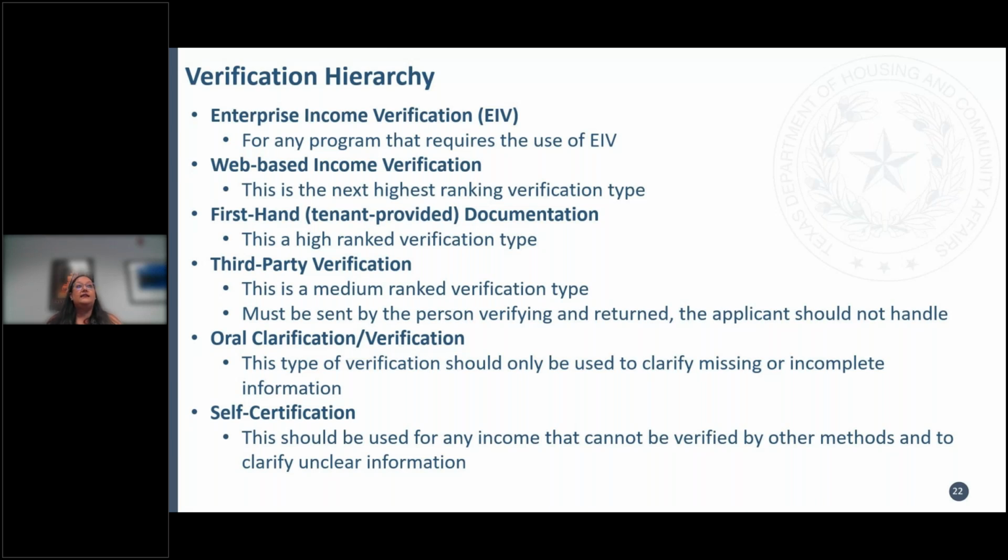The next one in line is the first-hand or tenant-provided documentation. HUD used to say, hey, you need to try to do a third-party verification first and then get pay stubs if you can't do that. Now HUD is saying, oh, we changed our minds. You can get pay stubs first. We think they are higher ranked and a more usable verification method than a third-party verification. Third-party verification is still allowed. It is just medium ranked.